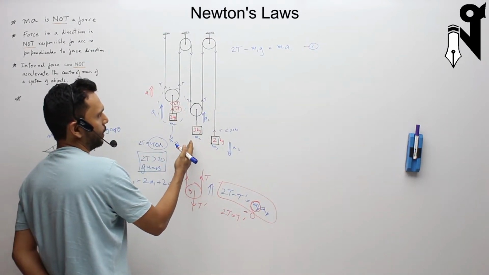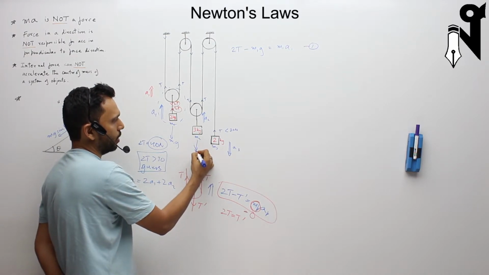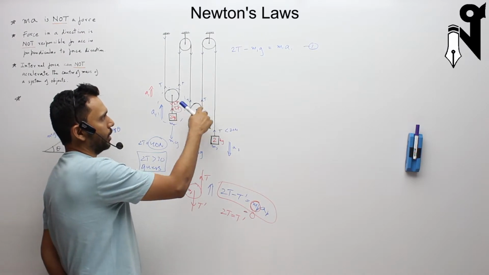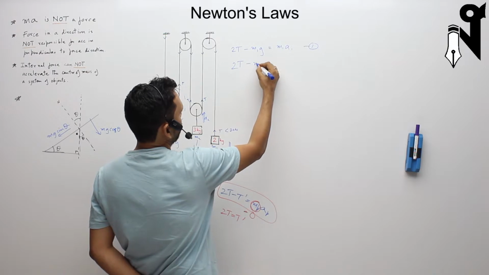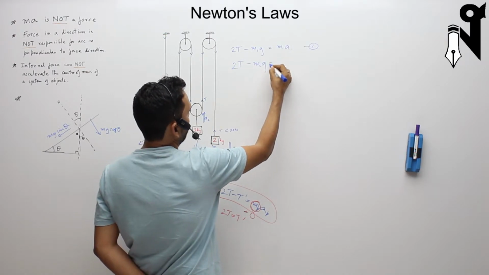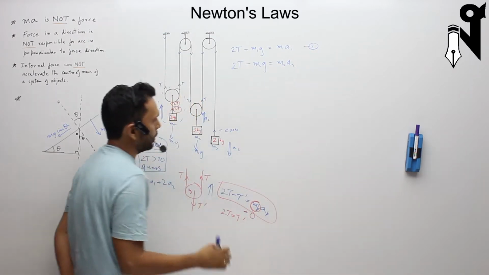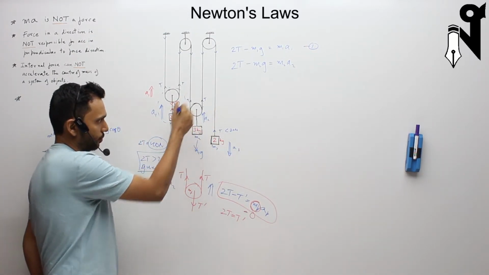Similarly, I'll have an equation of the other body, which again I'm assuming is going upwards, even though the m2g force is trying to make it go down. I'm assuming 2T is exceeding that. So 2T minus m2g is equal to m2a2. That's the equation of this body.